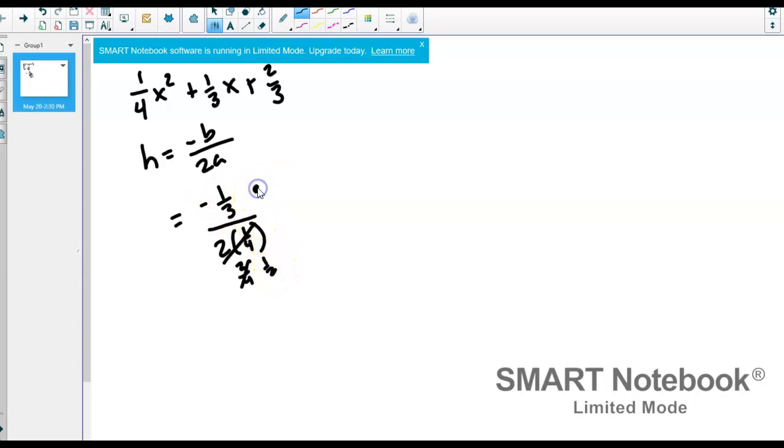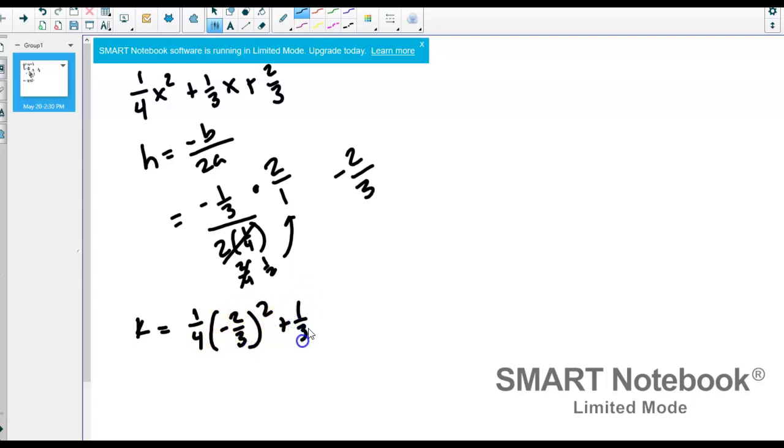So I flip and multiply. 2 over 1 can come up here, and I can multiply straight through, which gives me negative 2 over 3. This is h. Now I need to find k. To find k, I'm going to plug that into my equation. So 1/4 times negative 2/3 squared plus 1/3 times negative 2/3 plus 2/3. So just work through this methodically.